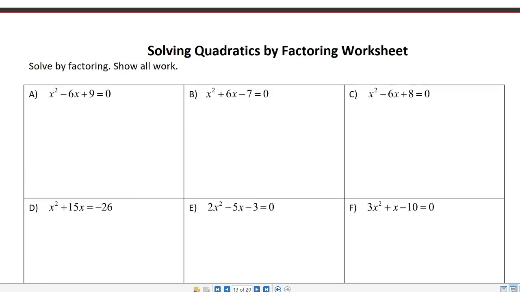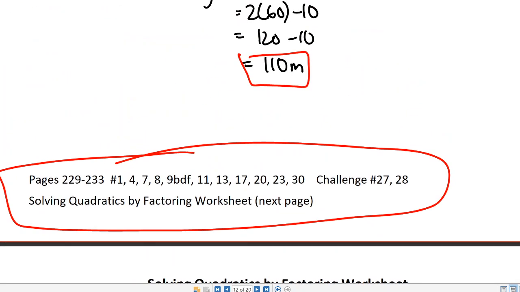Okay, but do your best to get those both done. Remember, factoring is important not just for this chapter, but also for our future chapters.